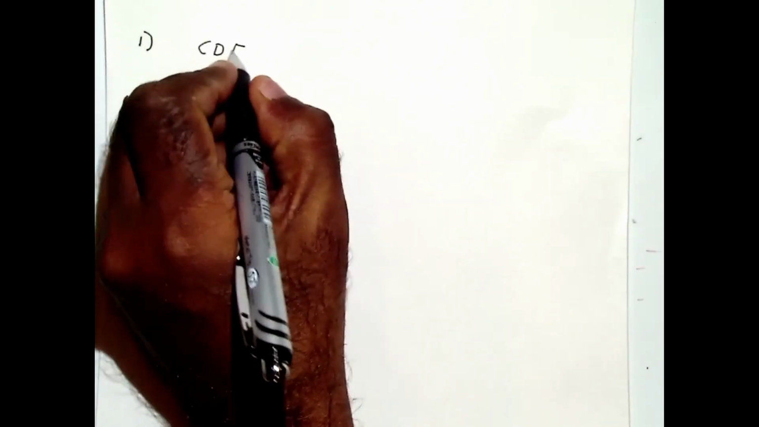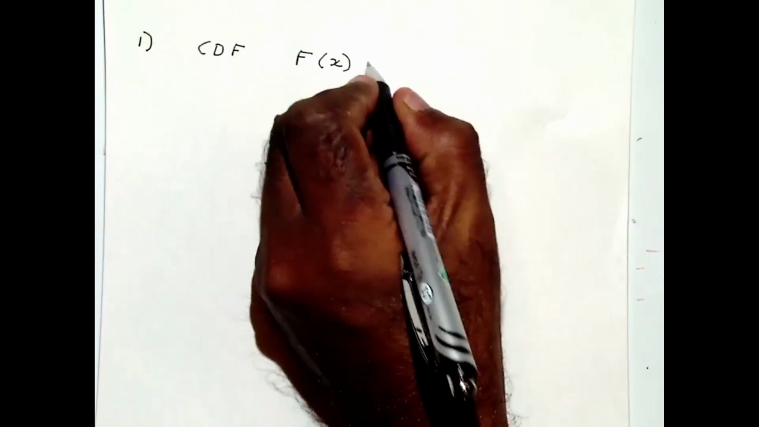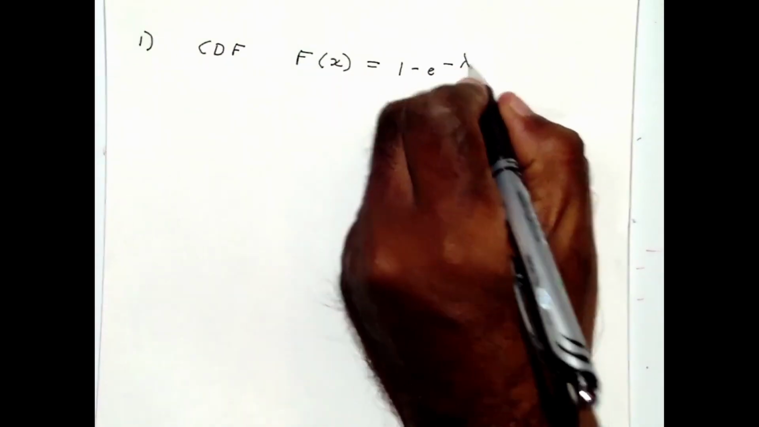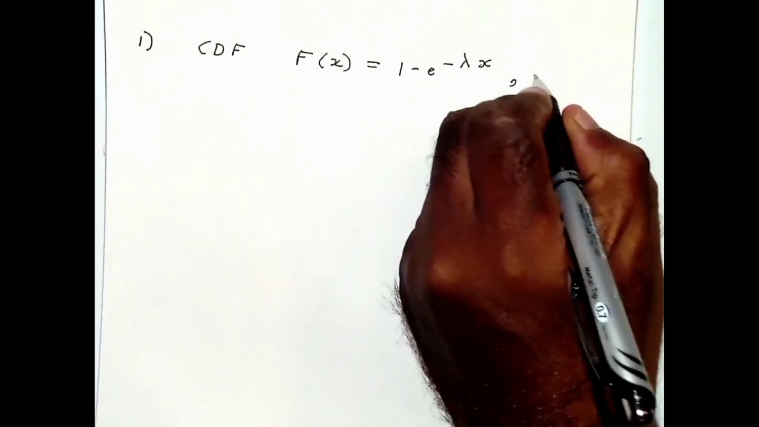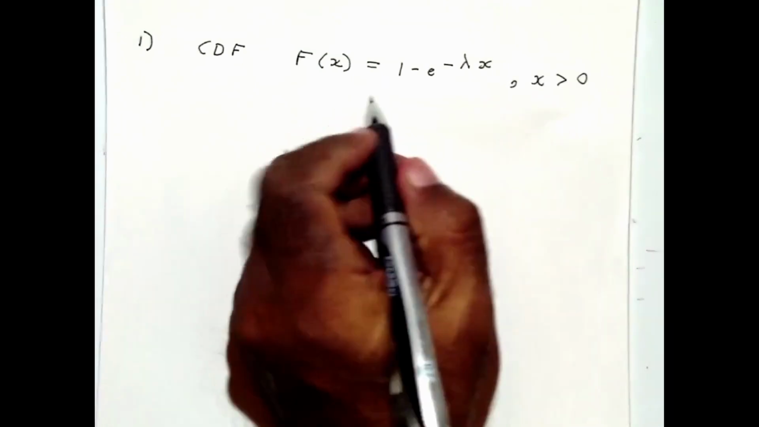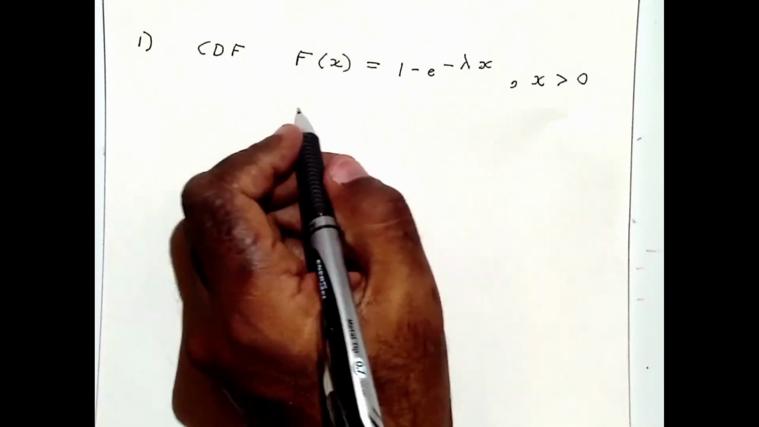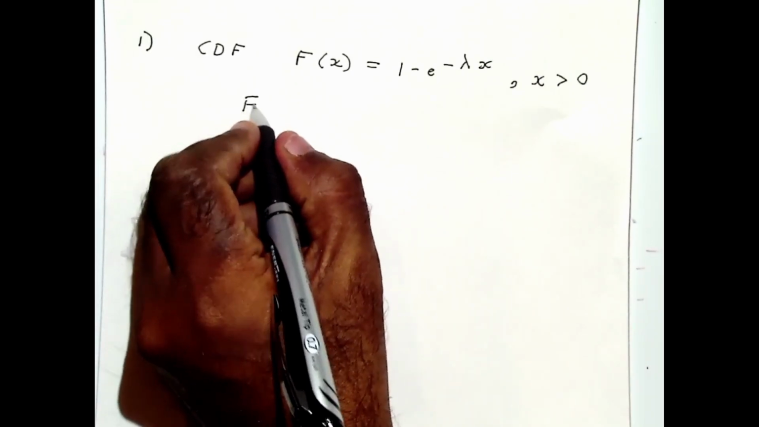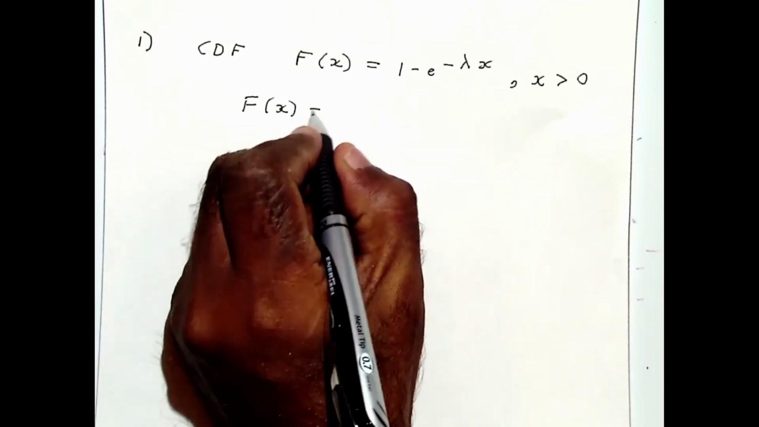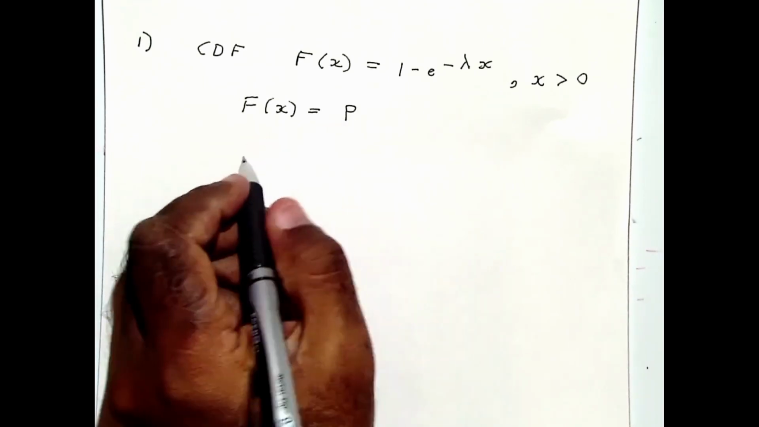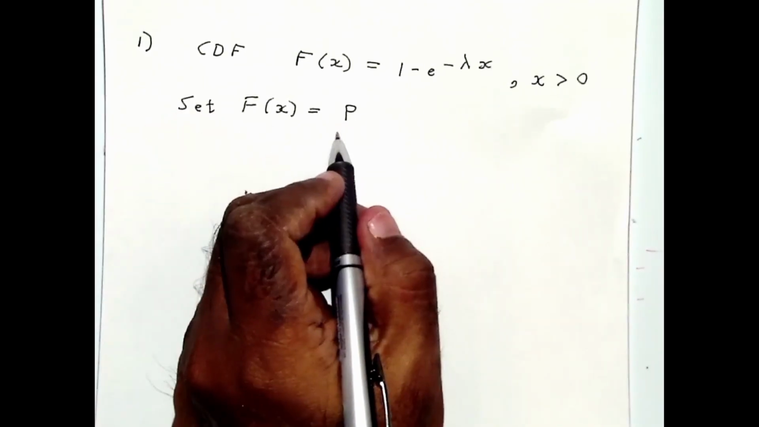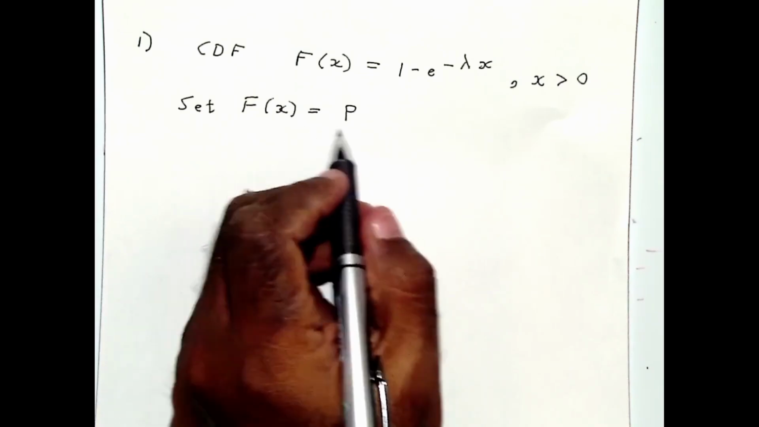So the first question is having the CDF equal to 1 minus e to the minus lambda x, and this, as you can recognize, is the CDF of the exponential distribution. So the first thing we need to do is to find the formula for VaR. To do that, you set the CDF equal to p and solve for x in terms of p.